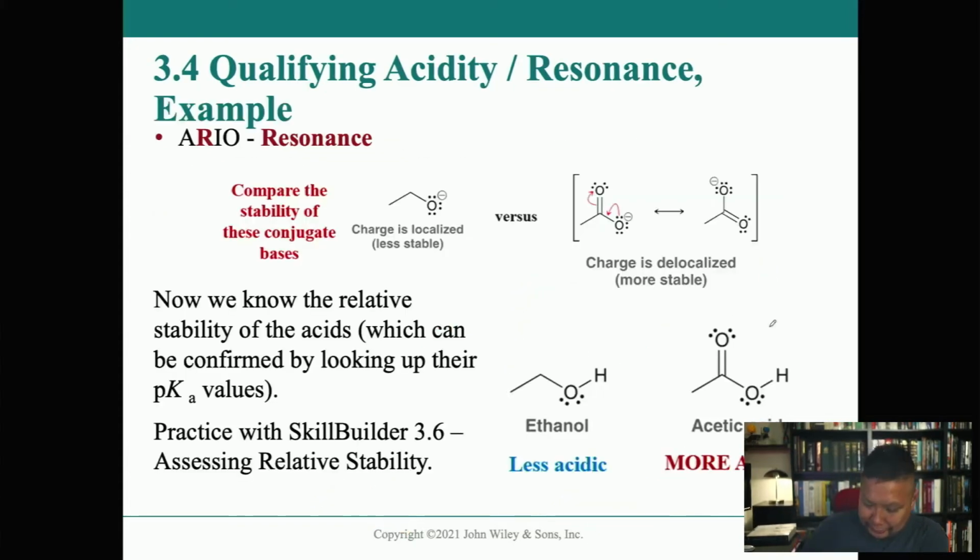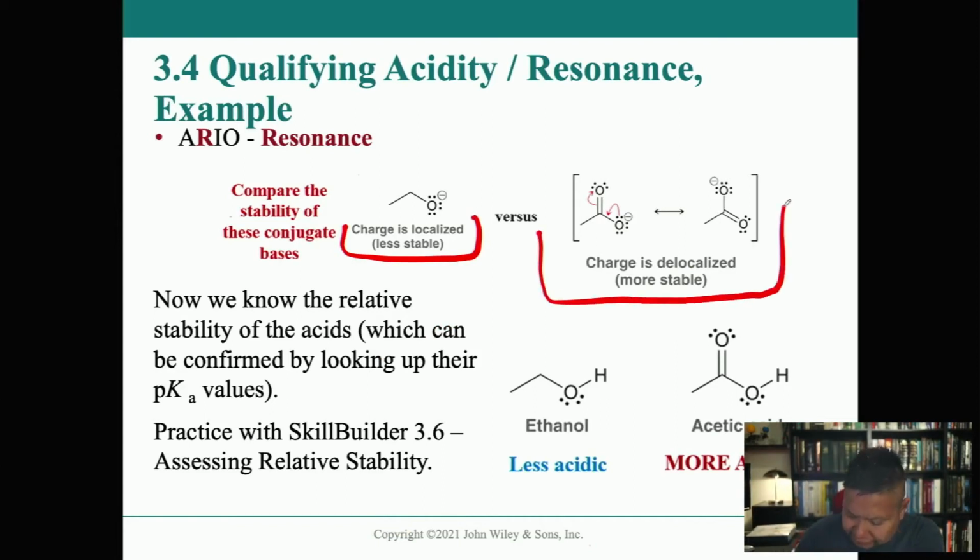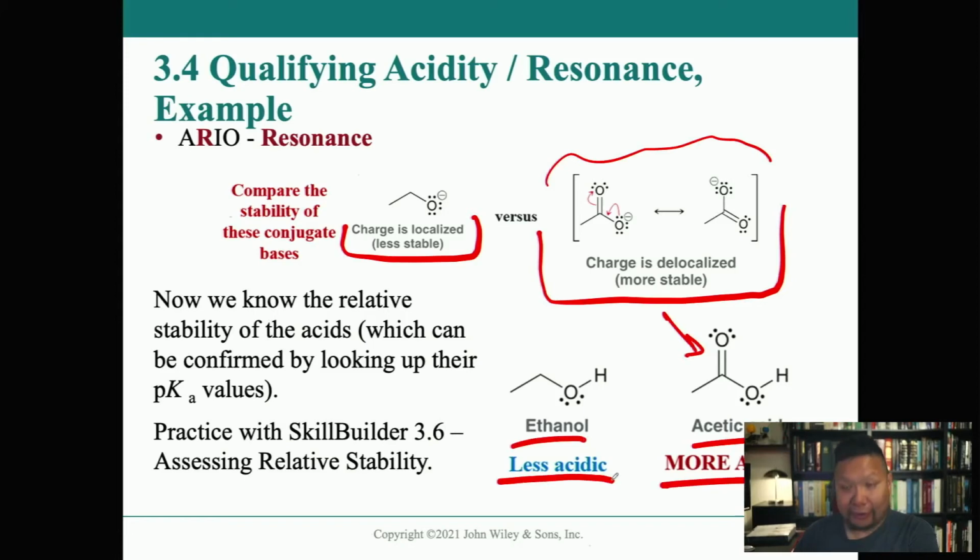Look at that. See, the charge here is localized on that oxygen of the ethoxide, versus the charge is delocalized here on the acetate ion. So that means that the acetate ion is absolutely more stable, which means acetic acid, right here, is way more acidic than ethanol. Okay? Practice with Skill Builder 3.6 on Wiley Plus. Good times on that Wiley Plus.